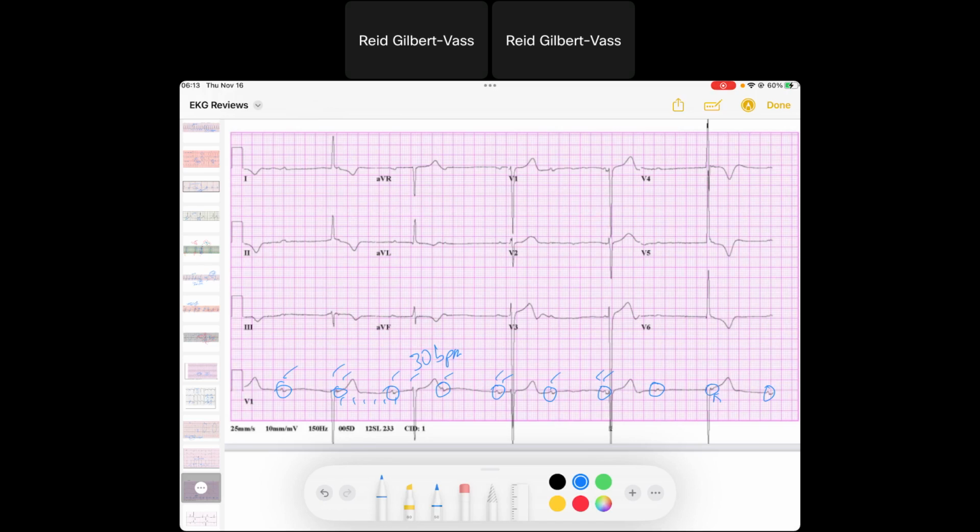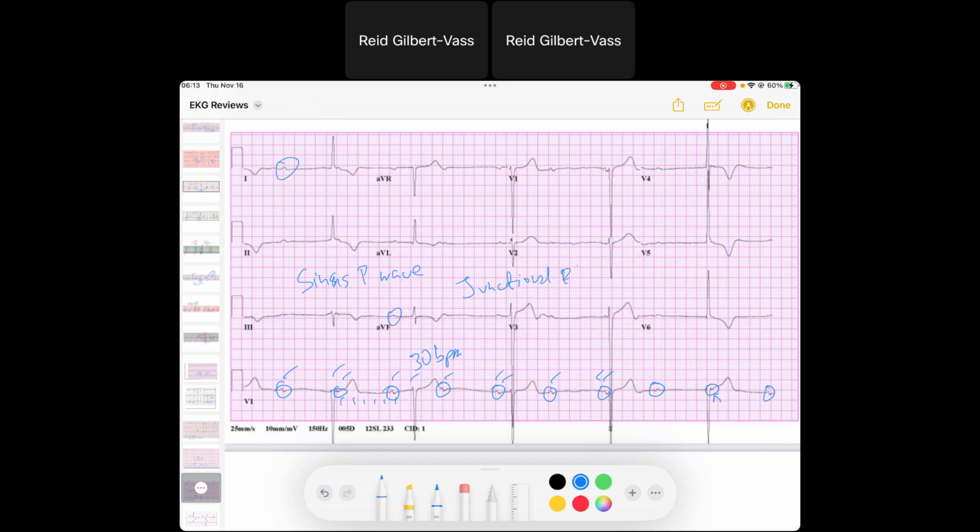That tells me that the atria is trying to send signal down to the ventricles, but it can't. These P waves are up in one, they're up in AVF, so these are sinus P waves, but the QRS is narrow and it's coming from the junction.